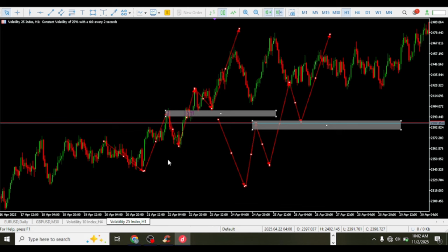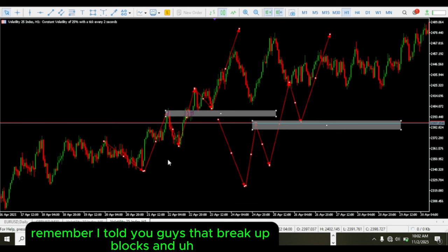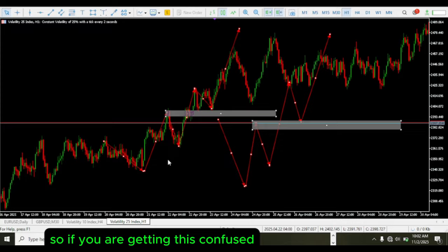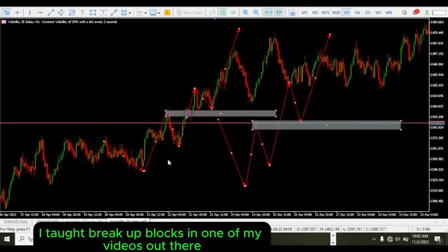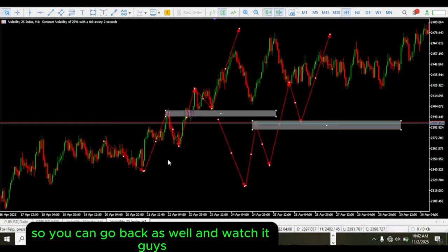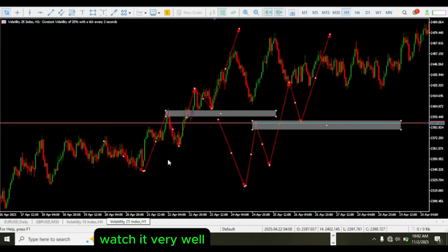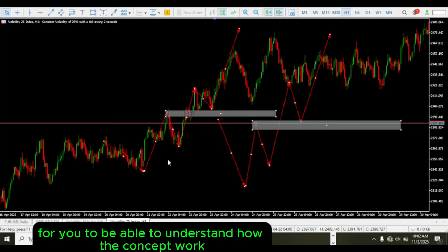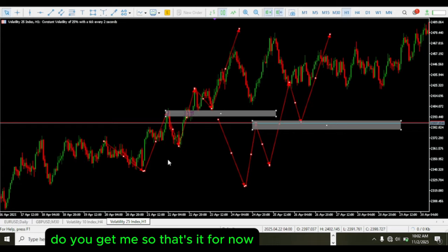Do you get me? Remember I told you guys that breaker blocks and mitigation blocks look alike on the chart. So if you are getting this confused, I taught breaker blocks in one of my videos out there. So you can go back and watch it, guys. Watch it very well, for you to be able to understand how the concept works. Do you get me? So that's it for now.